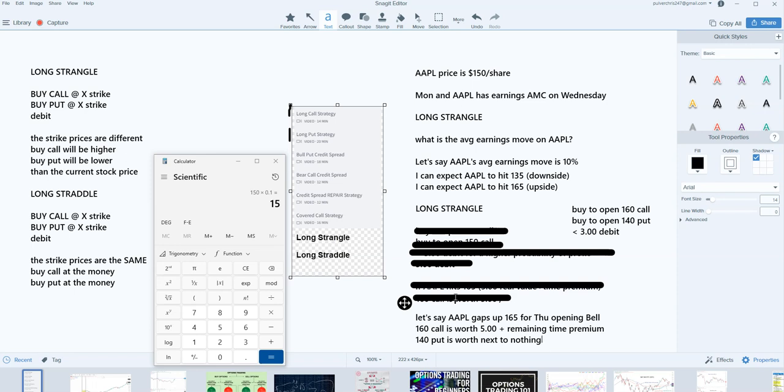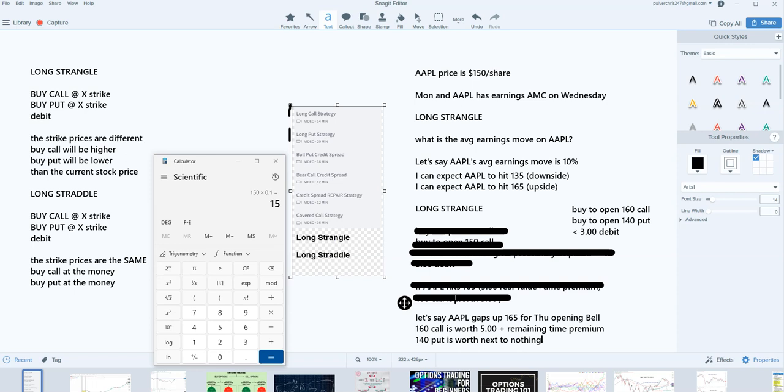I held it for a day and ended up making like $2.95, which I'm totally happy with. I was risking a max of $485, ended up making nearly $3 of credit. I mean, that's a 75% return. I'm super happy with that. Okay, so again, that's long strangle. So the strike prices are different. It's a directionally neutral play.